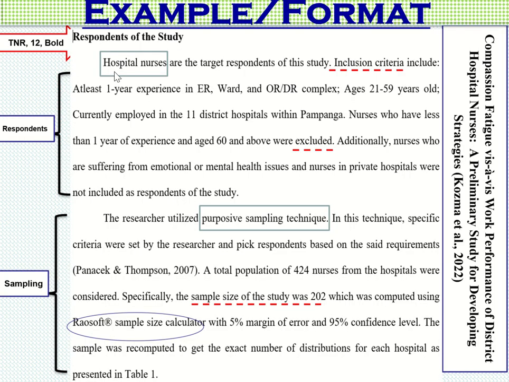So this is our example. So we have here the label, respondents of the study. So the title of this study is this one, Compassion Fatigue Vis-a-vis Work Performance of District Hospital Nurses. And this is the work of Cosma et al. 2022. And again, we structure it into two paragraphs. So this is one paragraph and this is the other. So yung first paragraph is about the respondents. Second paragraph is about the sampling.